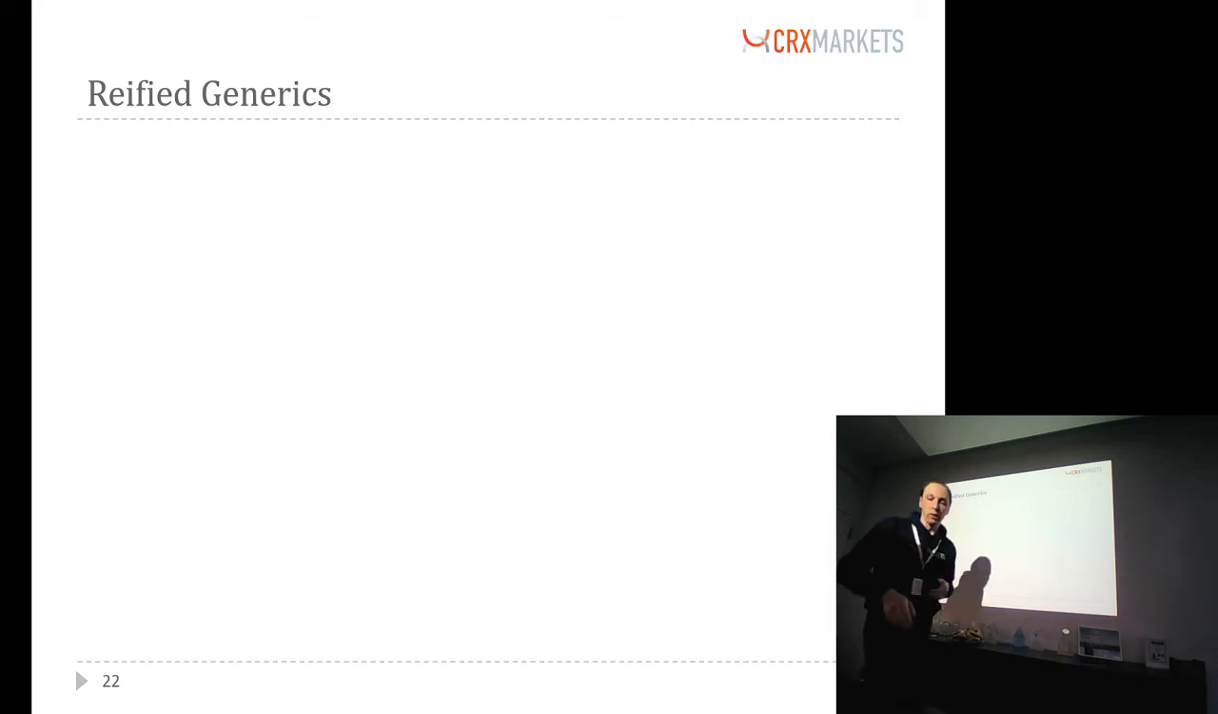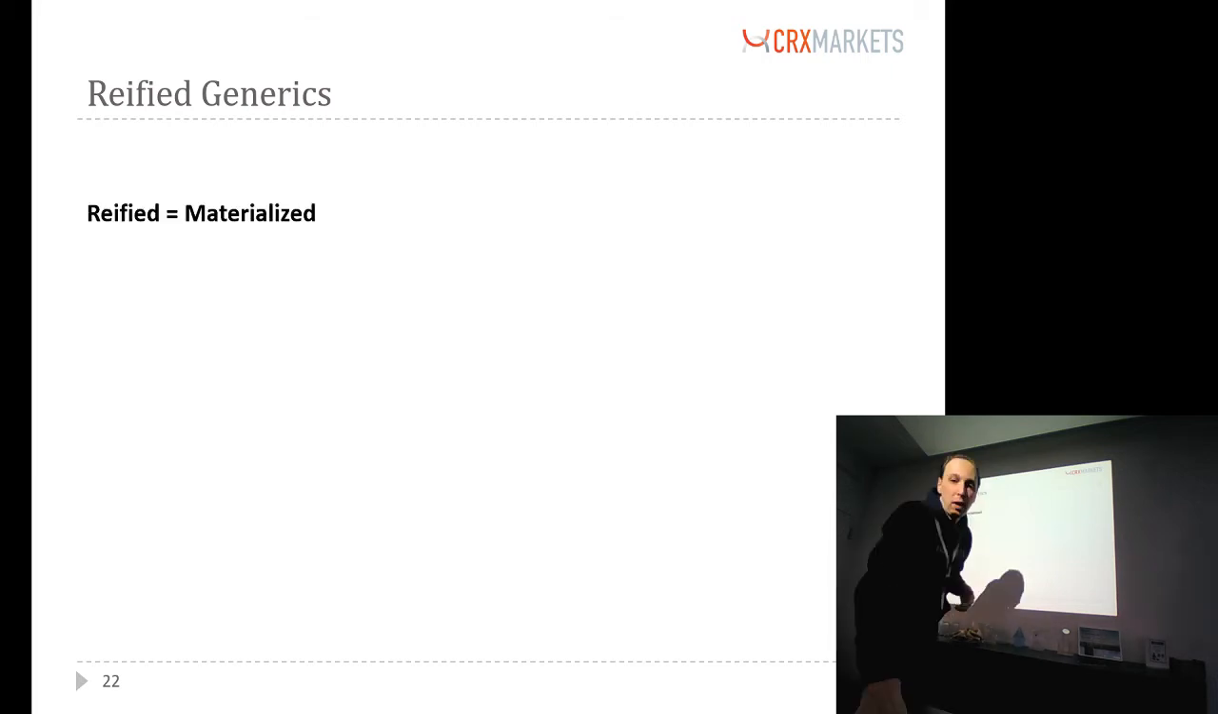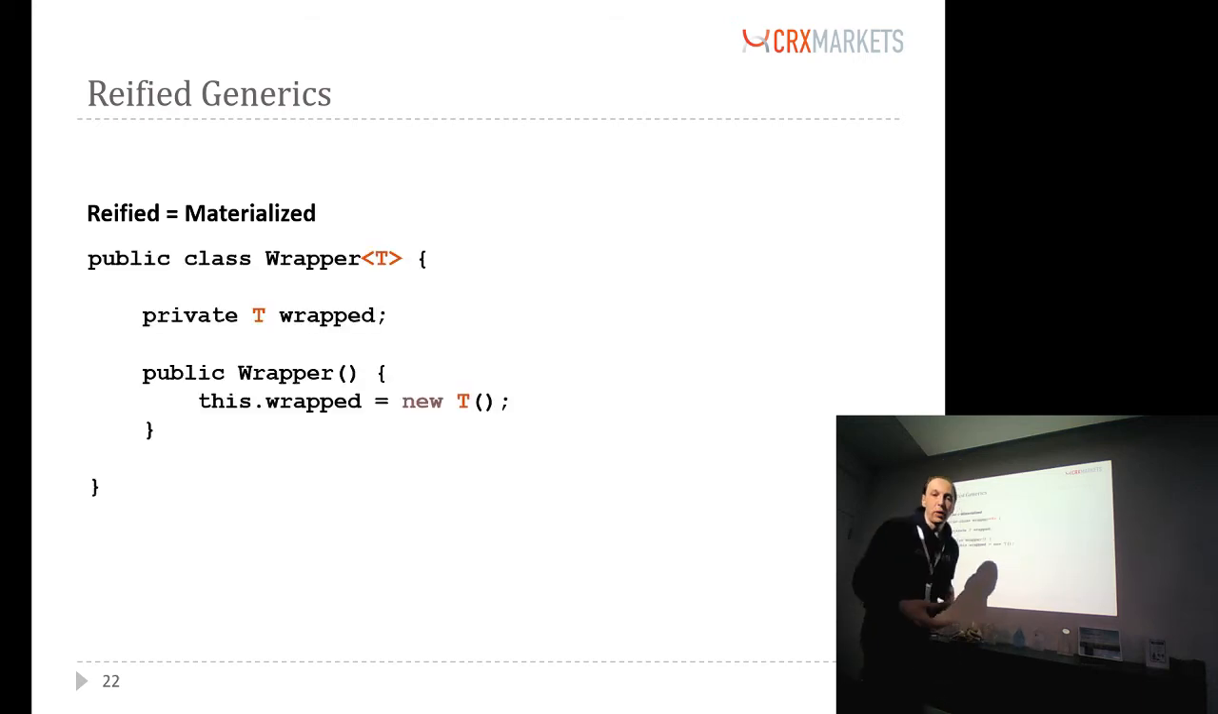So what are Reified Generics? Reified means materialized. So these generics are present during runtime. You know the type of a particular collection, for example, at runtime. This means that, for example, you can have a parameterized type, like a wrapper of something of some type, and then just create a new instance of this type parameter.